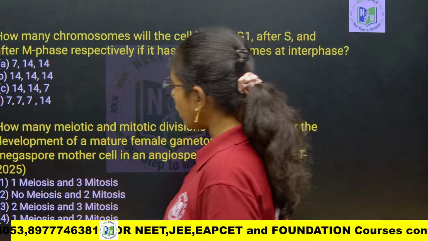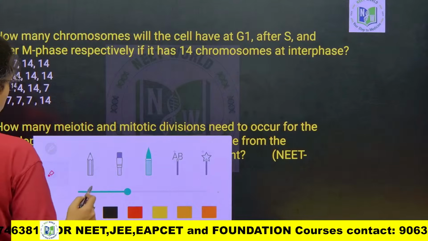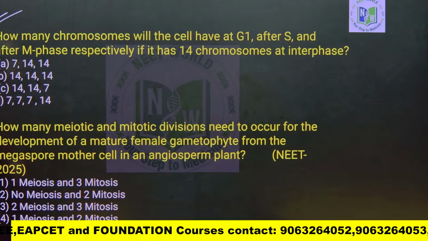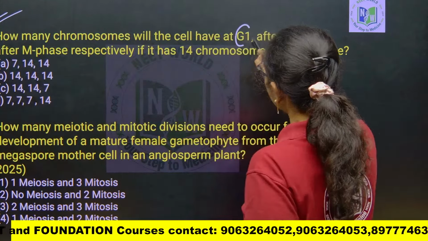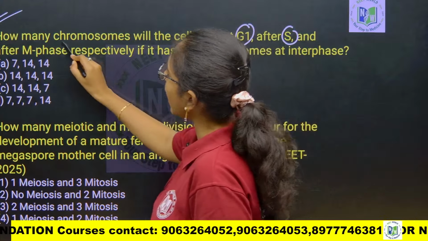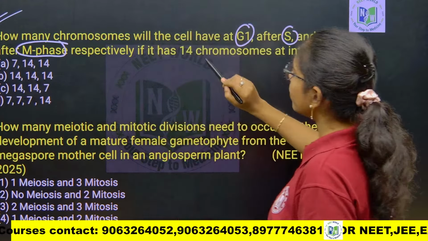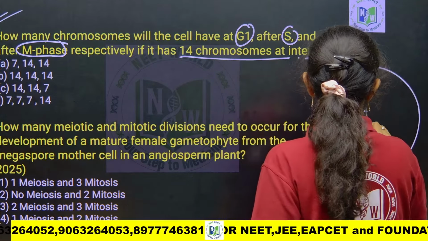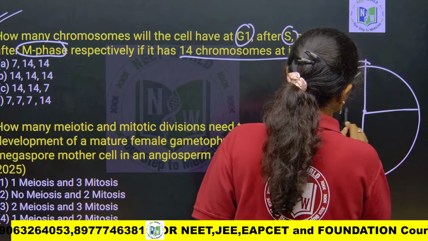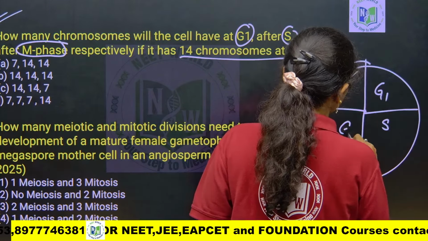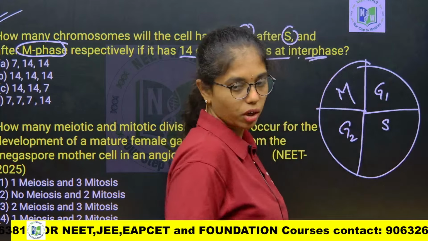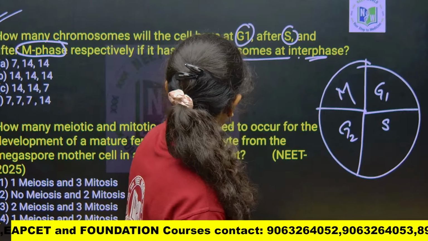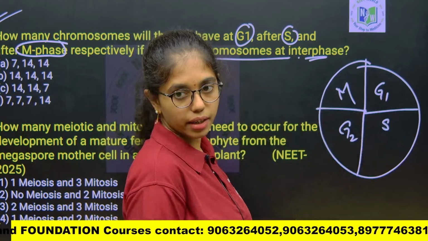Yes, yes. Now let us exercise a few questions so that you will also get confidence after listening to the class. How many chromosomes will the cell have at G1 phase, S phase, and M phase respectively, if it has 14 chromosomes at interphase? See, interphase is a combination of G1, S and G2, and M phase is the mitotic phase. He said, how many chromosomes will there be if 14 chromosomes are there in interphase?